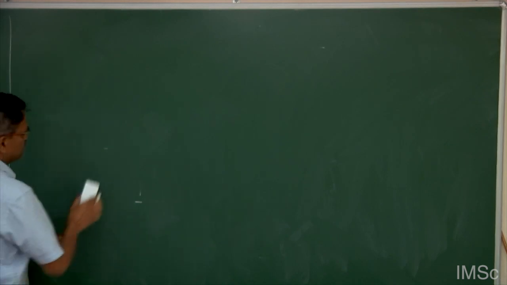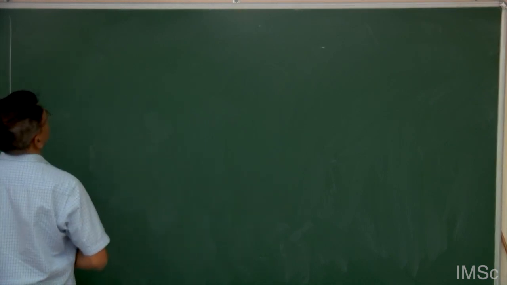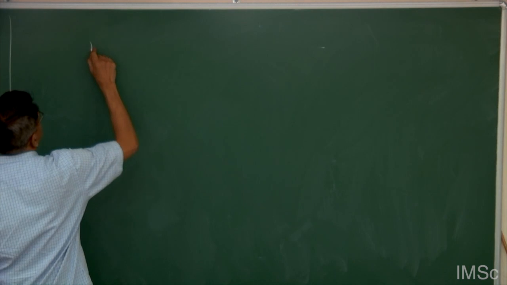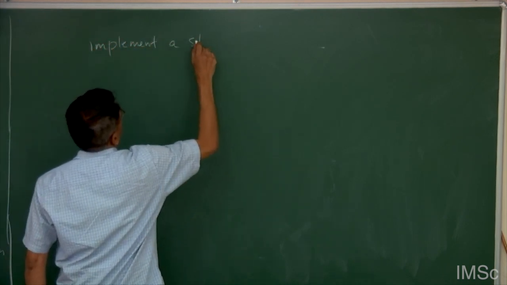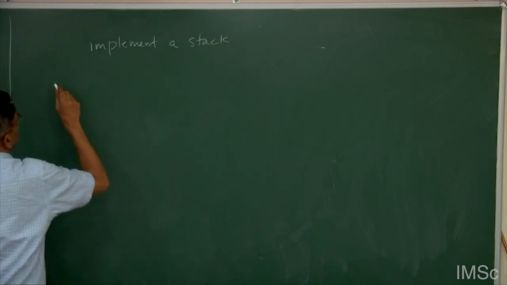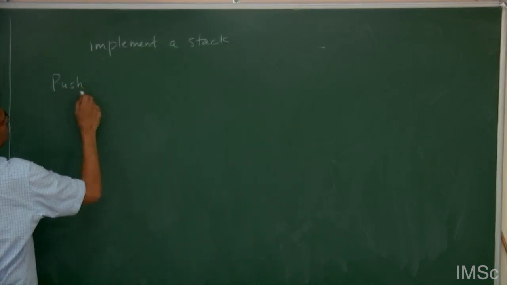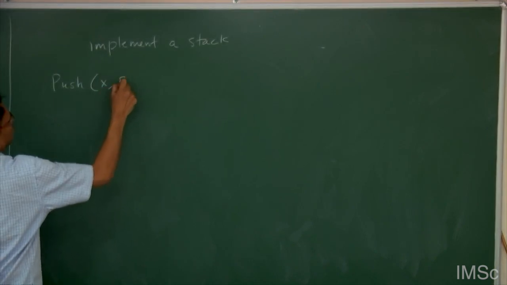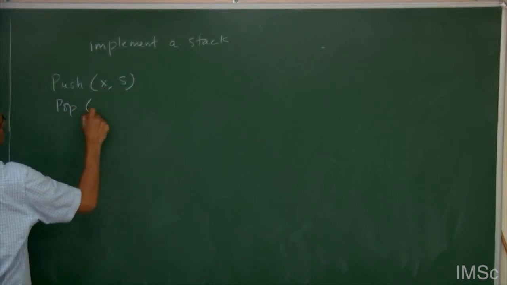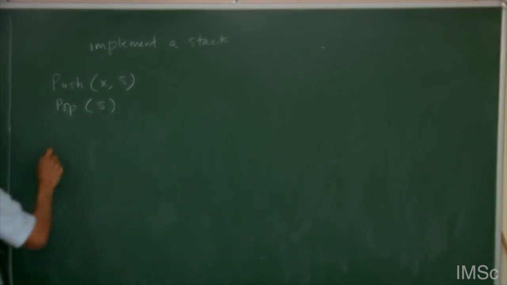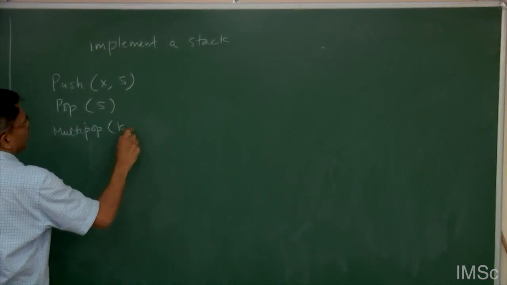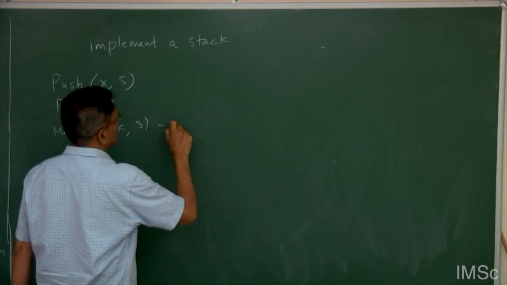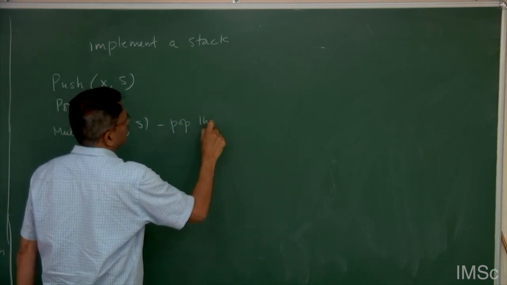Alright, the other example which I want to do is implementing a stack. We have the standard stack operations: push x onto the set S, and pop S, which removes the top element of the stack. I'm going to introduce another operation, multipop, which means pop the top k elements of the set.